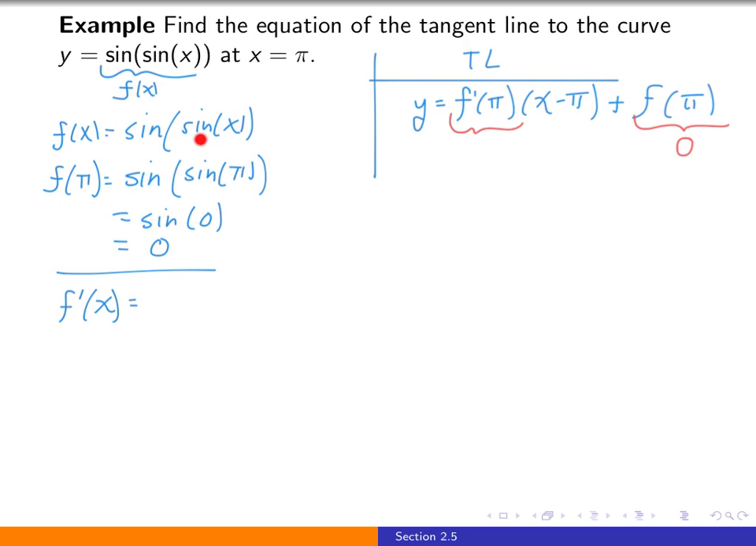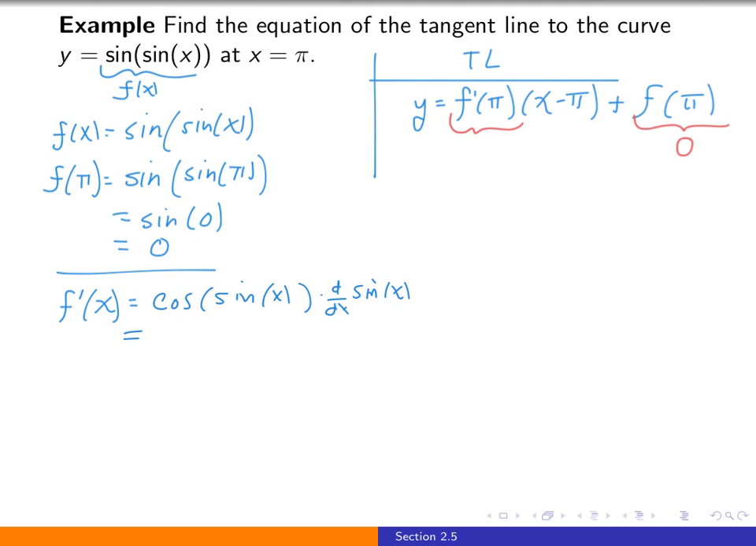You have an inside function sine and an outside function sine. In words, what we do is we differentiate the outside function. The derivative of sine is cosine. Then we plug in the inside function, sine, and then we multiply by the derivative of the inside function. So we multiply by the derivative of sine. And if you want to immediately, instead of writing derivative of sine, just replace it with cosine, that's perfectly fine.